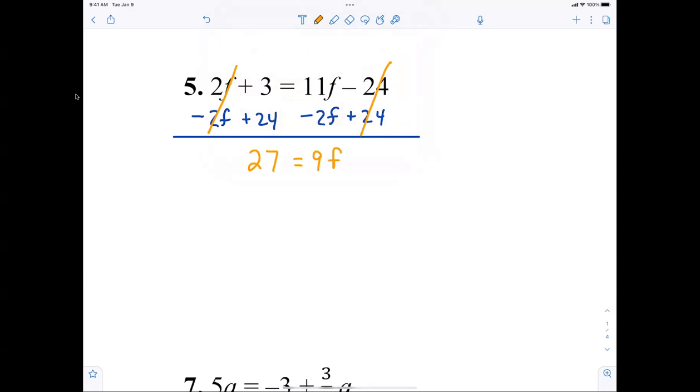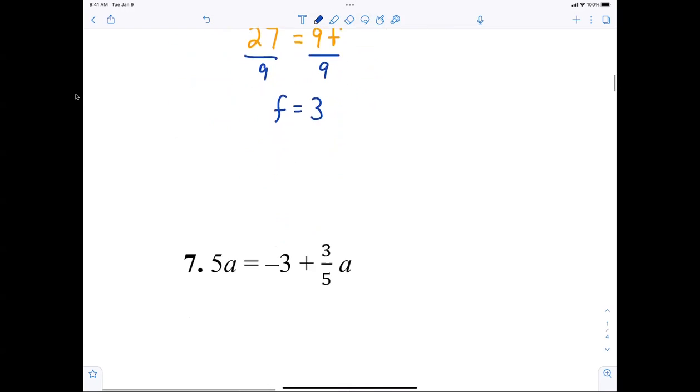Very good work. And then what do I do? Do I divide by 9? Yeah, because you're undoing multiplication. Divide by 9, divide by 9. So F equals 3. Perfect, that's exactly correct.